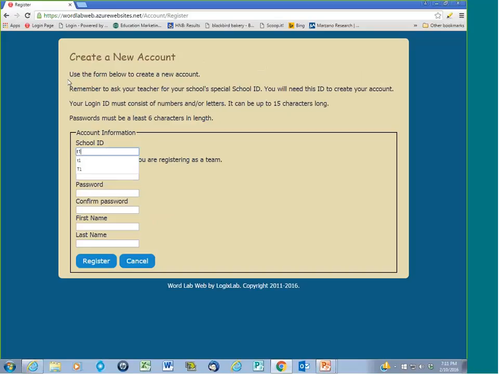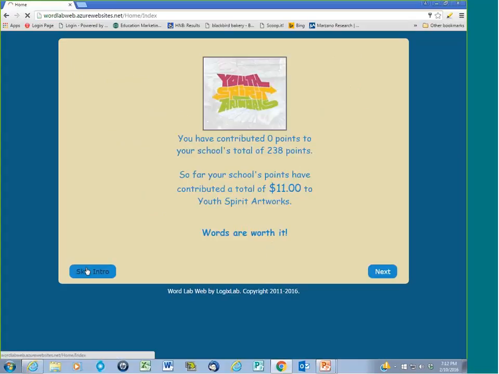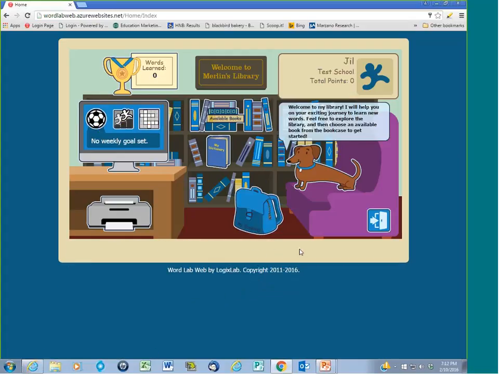You'll be given a school ID. This will come in an email, and you'll put in your name, password of your own choosing, and then put your first and last name in. Use capitals because these will show up in your report. It's always nice to see those capitals there, and you are registered. Okay, from this point forward, once you're registered, you'll just go straight to the login screen. I'm going to skip the intro just to speed things up for you.